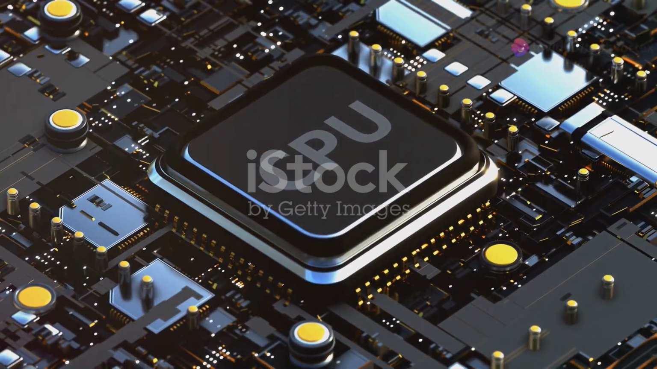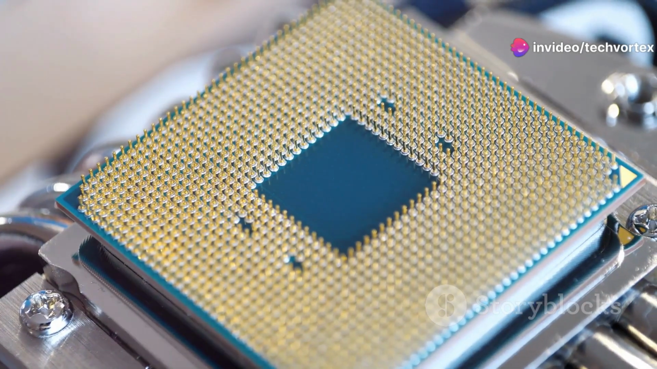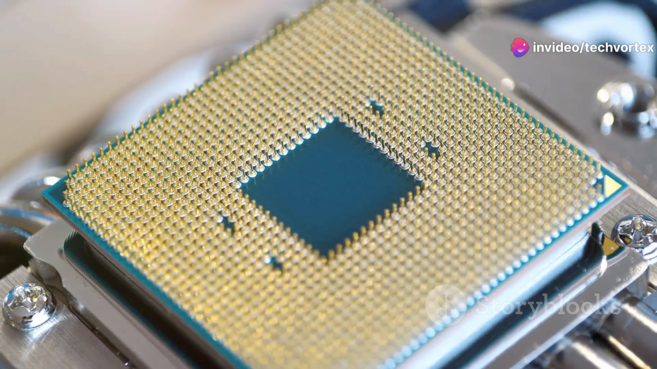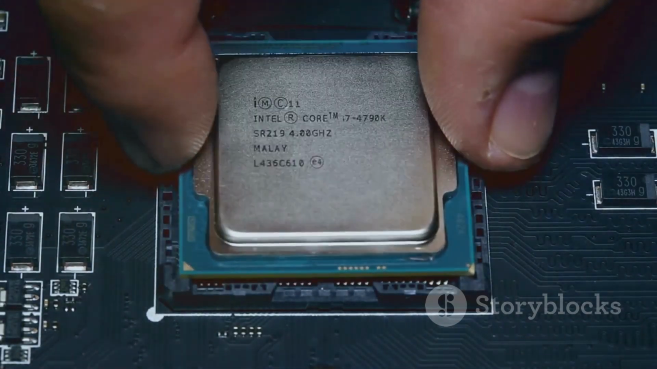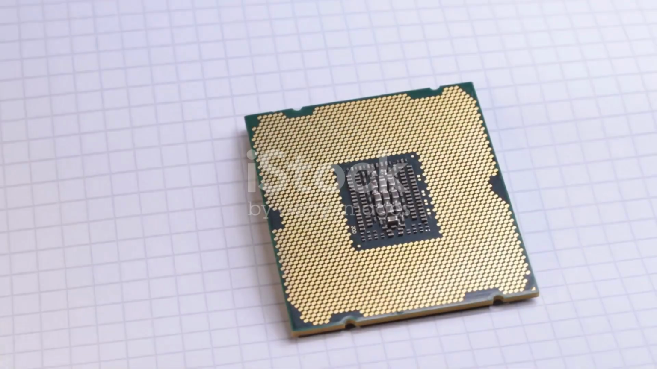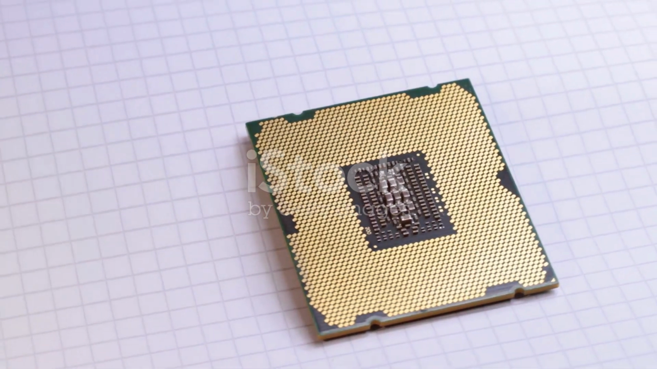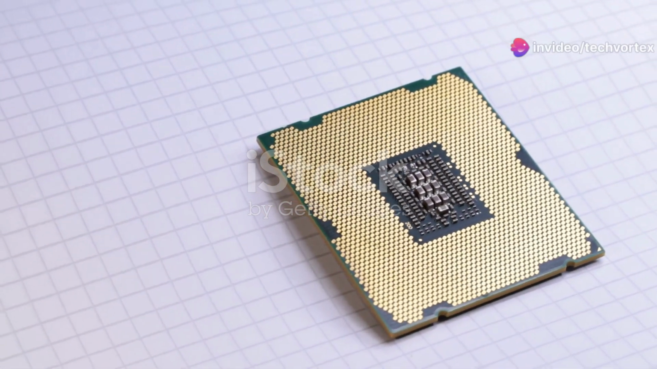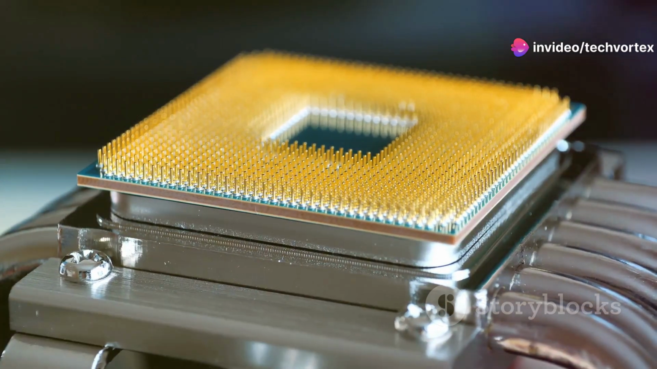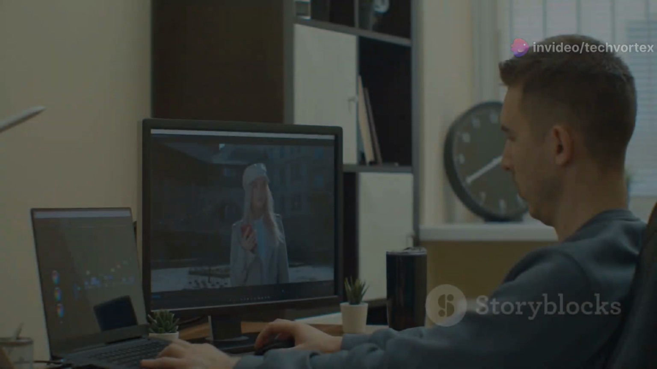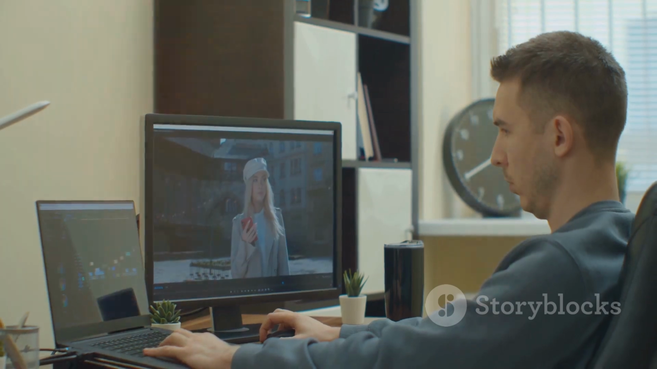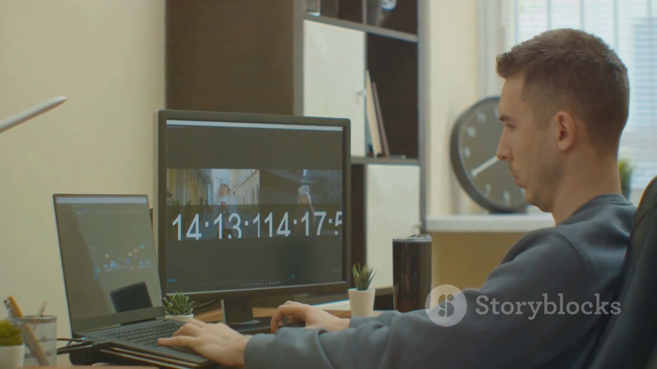Architectural Deep Dive. Raptor Lake Refresh vs Zen 4 with 3D V-Cache. Understanding the underlying architecture is crucial when comparing CPUs. The Intel i9-14900K is built on the Raptor Lake Refresh architecture. It boasts a hybrid core design with 8 P-cores and 16 E-cores. The P-cores handle demanding tasks, while the E-cores manage background processes.